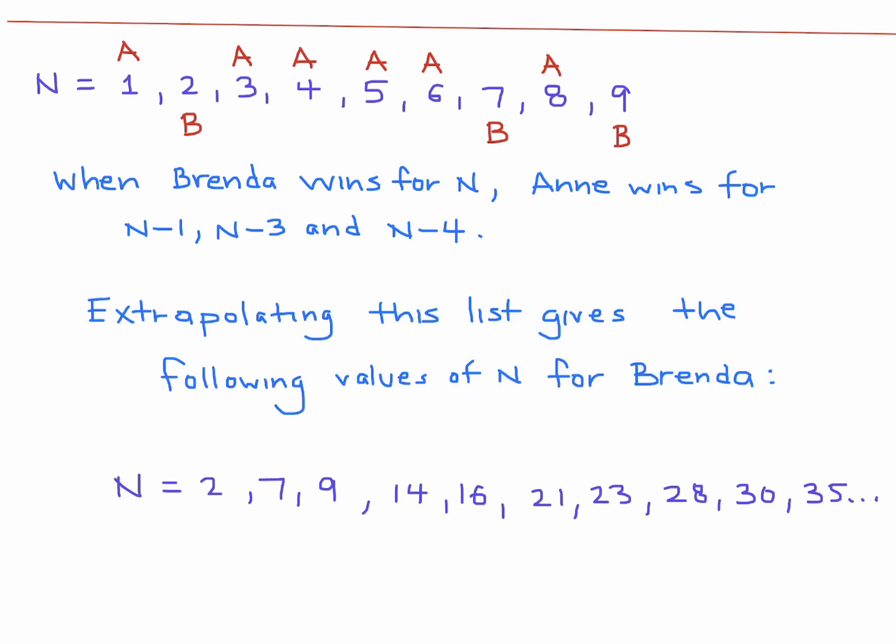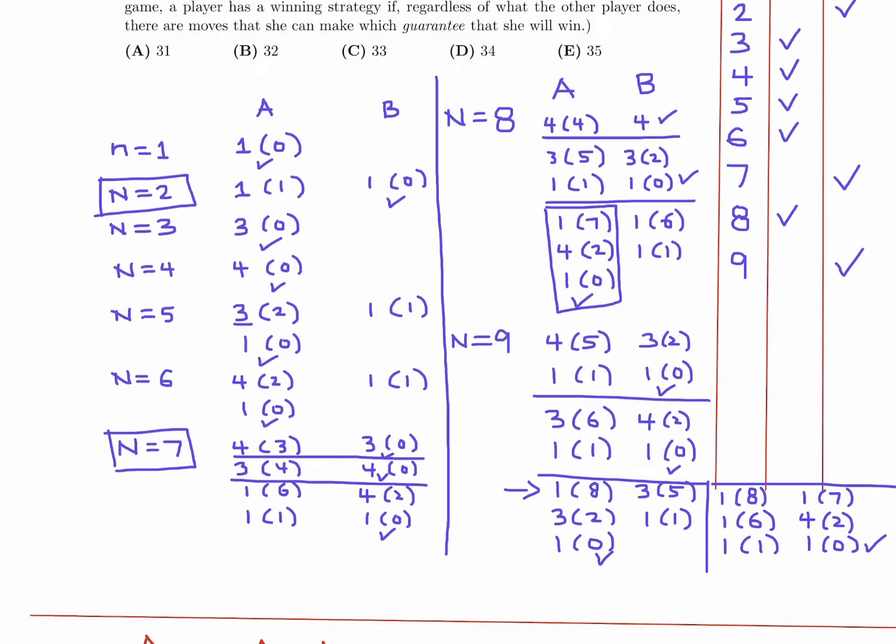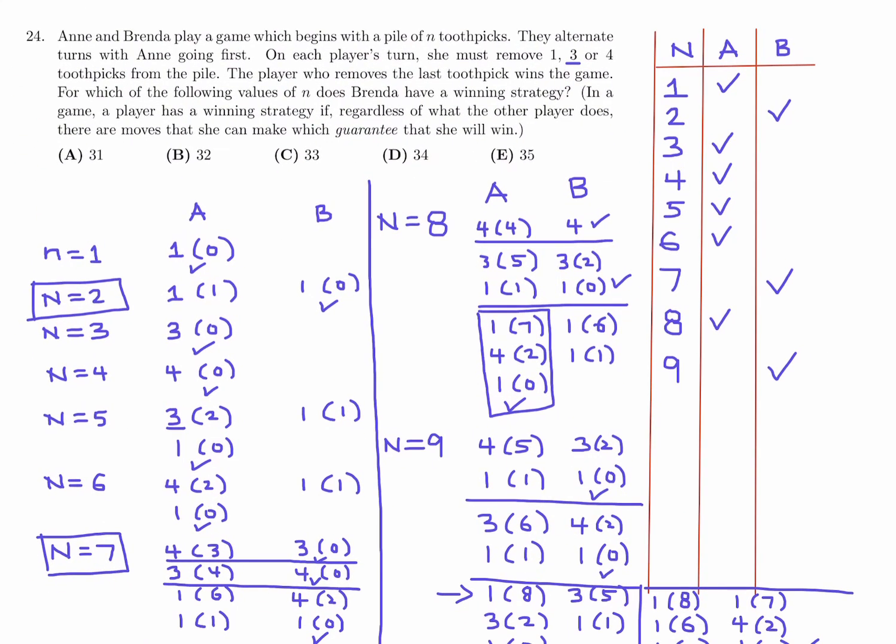2, 7, 9, 14, 16, 21, 23, 28, 30, 35, and so on. And of the answer choices, the one that is in this list is 35. So, number 24, the answer is E.